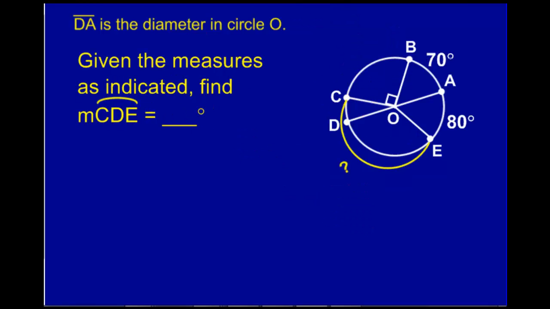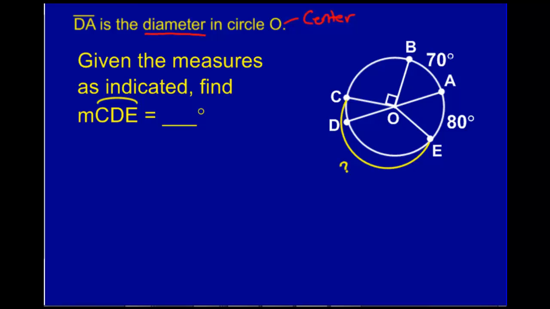Okay, so looking at another example. Here we are again. DA is the diameter of circle O. So we have a diameter, circle O, that tells us that's the center. It's going to be key as we think about central angle. Given the measures as indicated, find arc CDE. Now, what we've done is we've drawn in for you here what we're looking for. So you need to see, wow, that's a couple different angles put together. So we just want to work our way around a circle.